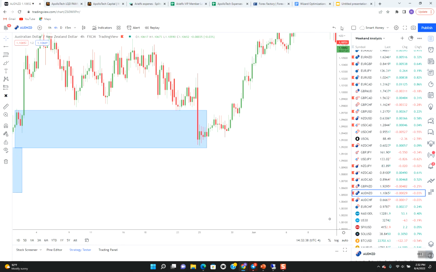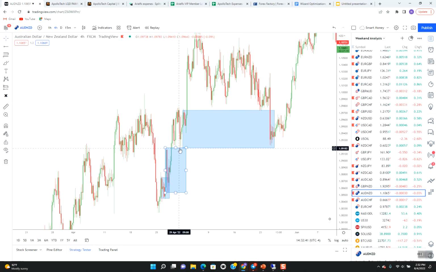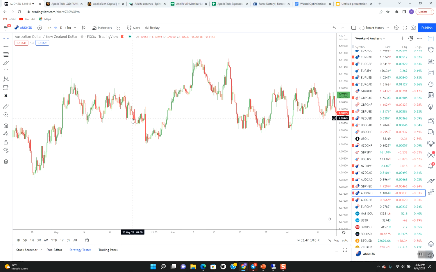All right, so now I'm going to get rid of all of the drawings here, and we're going to continue with this analysis. Now, what I'm going to do is use bar replay here, and we're going to go through step by step how we can break down charts.